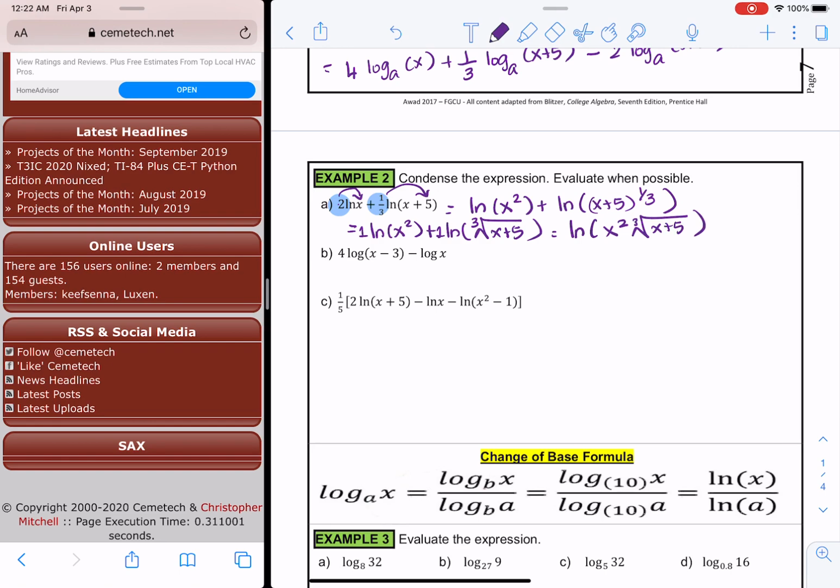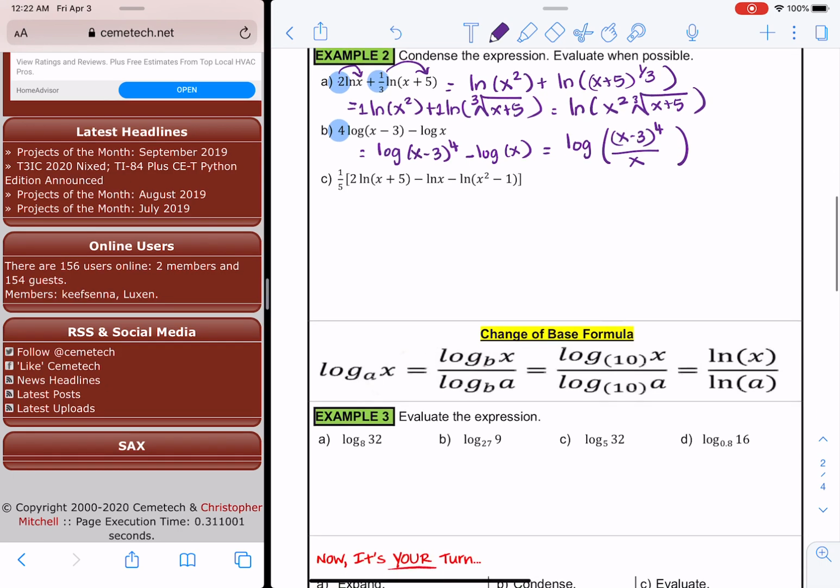The same argument goes with the next one. We have to get rid of that 4 for us to combine the logs. So I'm going to move it to the power. I could write it as log of x minus 3 raised to the 4 minus log of x. Since there is a difference between the two logs, we can write that as log of x minus 3 raised to the power of 4, divided by x.